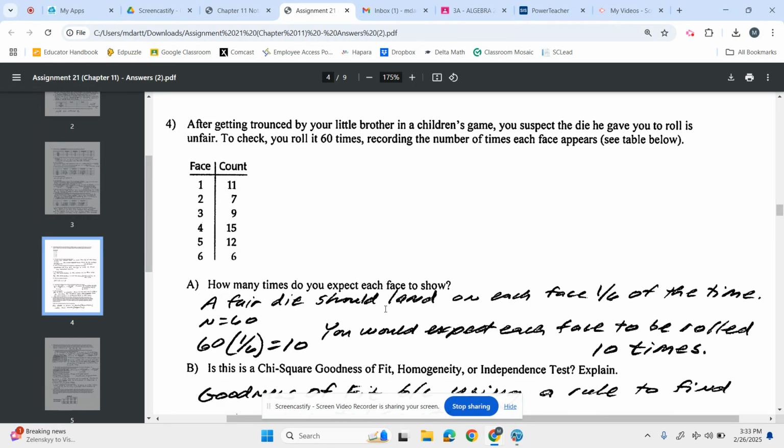Well, think about this. If it's a fair die, 1 out of 6 is what you would expect at each side. So if there's 60 total rolls, 60 times 1/6 would be 10. So we would have expected each one to be 10. Each one should be 10 if it's fair.